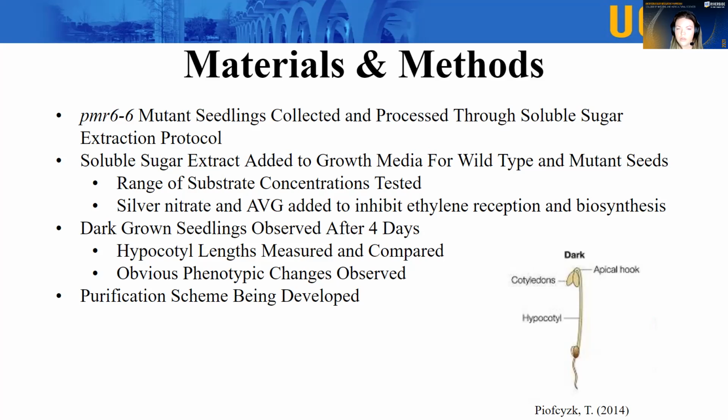We also add silver nitrate and AVG to the growth medium. What these do is knock out ethylene reception and biosynthesis, so that while we're measuring ethylene response, we're only measuring it in response to the OGA, not ethylene itself. We grow the seedlings in the dark for 4 days, and then we observe the lengths of the hypocotyl and compare them to the wild type and to light grown seedlings. When ethylene is exposed to dark grown seedlings, the hypocotyl is retarded in length.